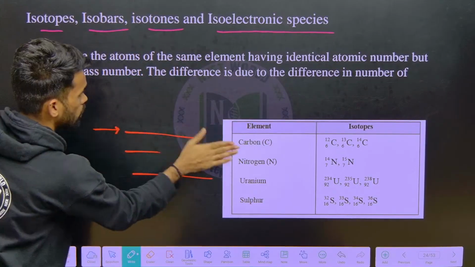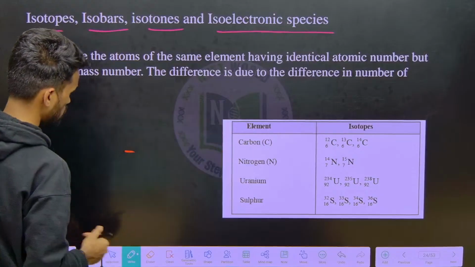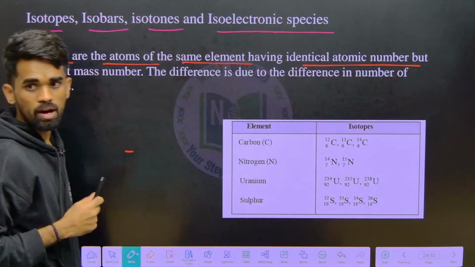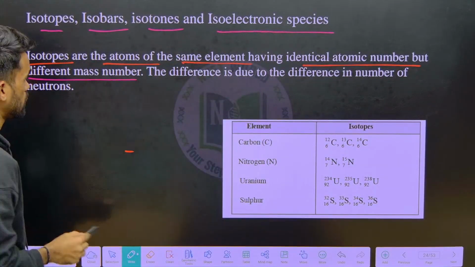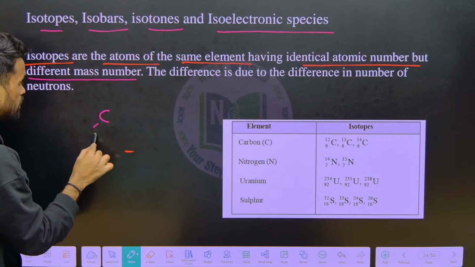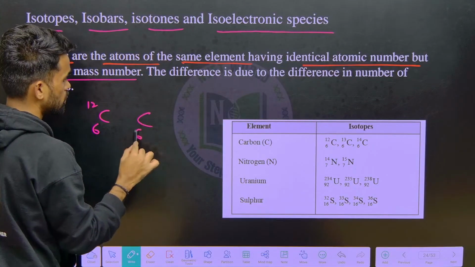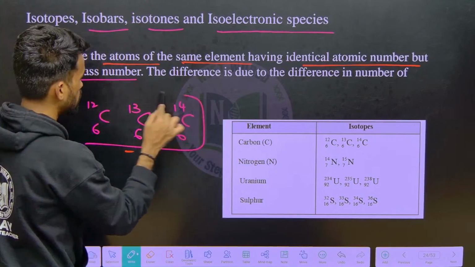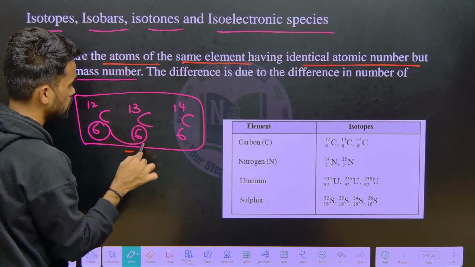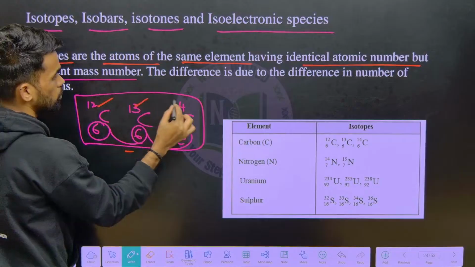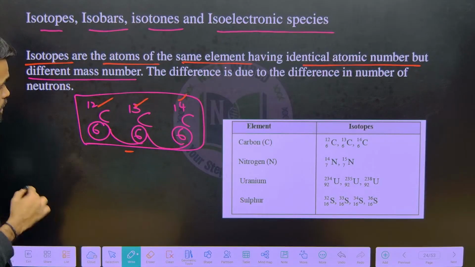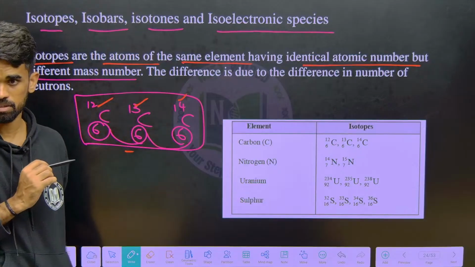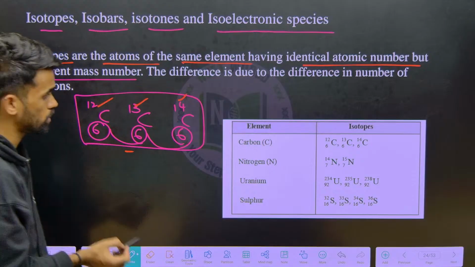First, isotopes. Isotopes are the atoms of the same element having identical atomic number but different mass number. For example, carbon has isotopes C12, C13 and C14. So these are the 3 isotopes of carbon. For them the number of protons is the same but neutrons are different. So isotopes differ in their number of neutrons, therefore their mass number differs. Hope it is clear up to here. Next.